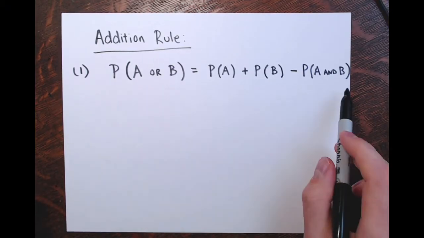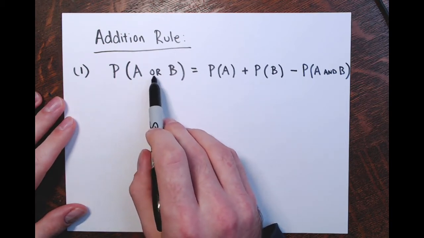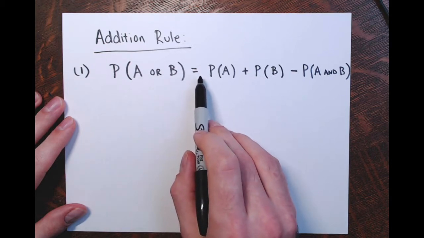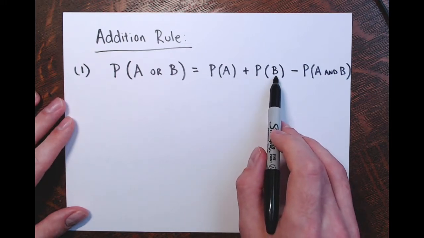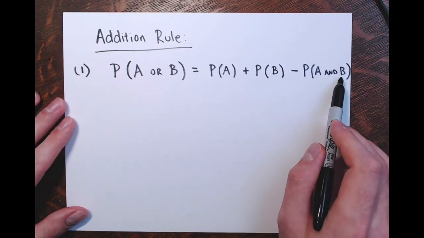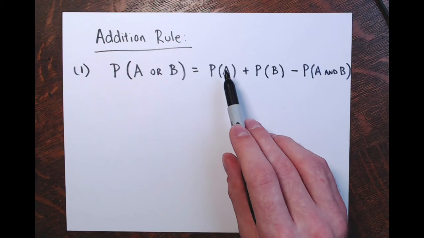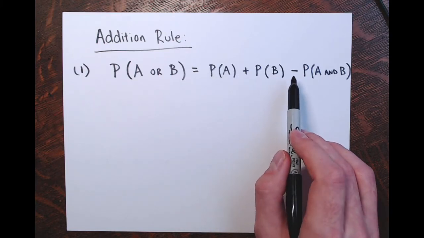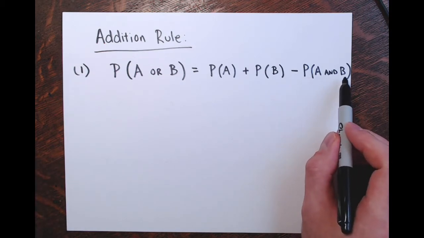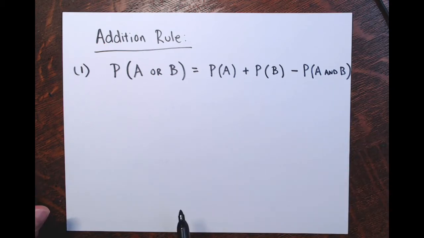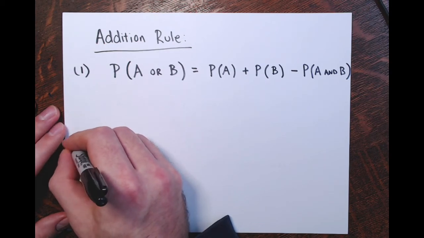Okay, so here's what that rule is. For an event A or B, the probability of A or B is equivalent to the probability of one event, A, plus the probability of the other one, B, minus the probability of the outcomes they have in common. If you just added these two, you'd be counting the outcomes that they have in common twice. So we need to take those away once, right? So I subtract the probability of A and B.